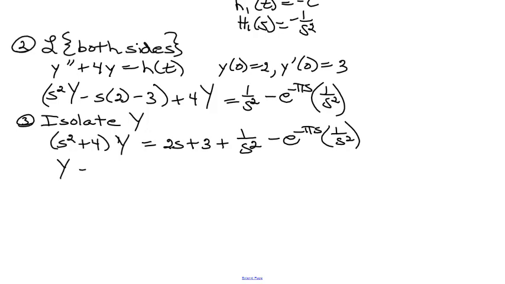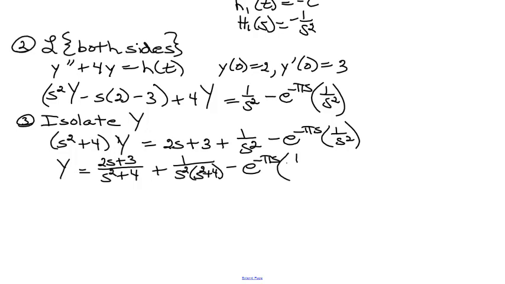Okay, so cap y equals 2s plus 3 over s squared plus 4 plus 1 over s squared times s squared plus 4 minus the exponential e to the negative pi s times 1 over s squared times s squared plus 4. So basically you just get this extra factor of s squared plus 4 in each denominator.